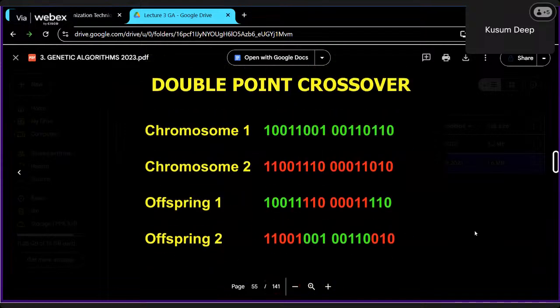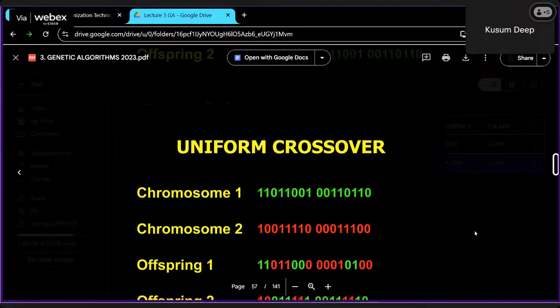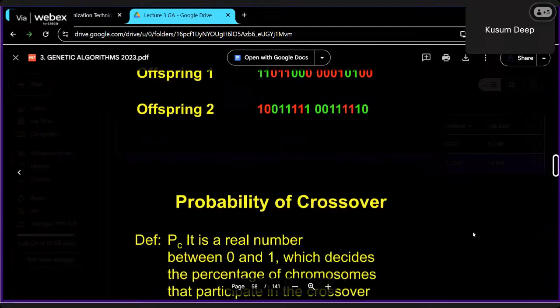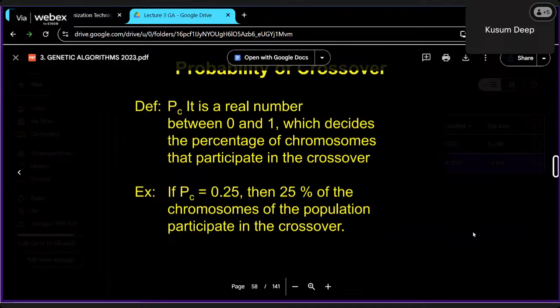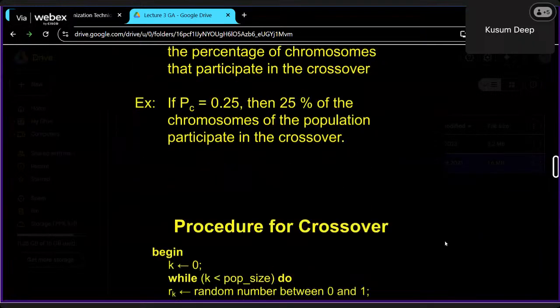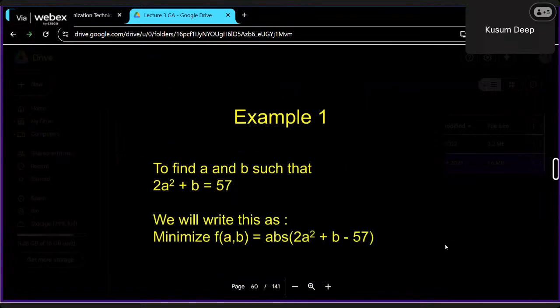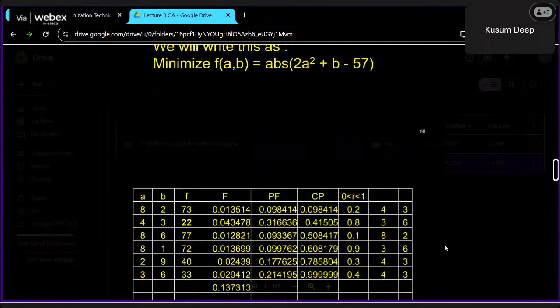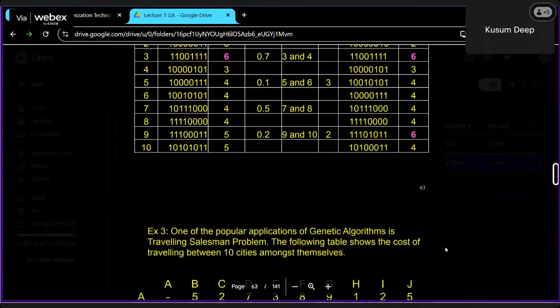Then we define the double point crossover, the cut and splice crossover, the uniform crossover. And we also define the probability of crossover, which tells us how many individuals of the population should participate in the crossover operator. And we looked at the way in which we could define a procedure for crossover. And then we looked at a couple of examples and saw the actual working.